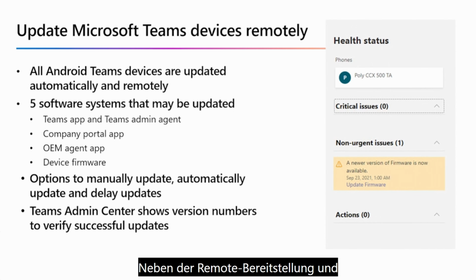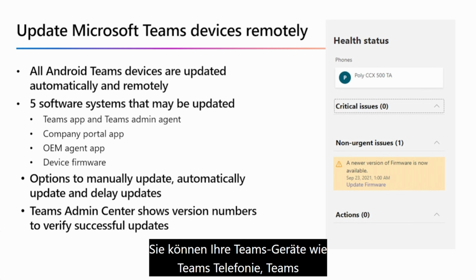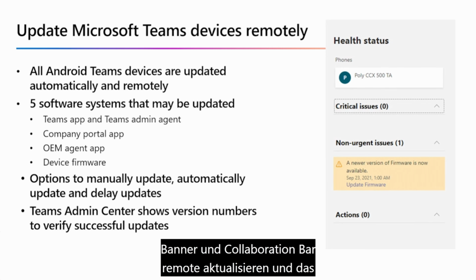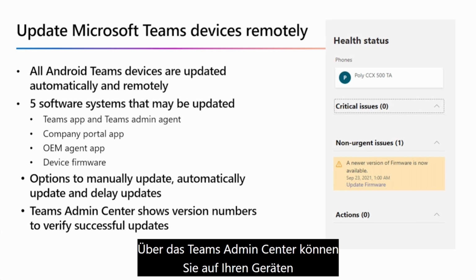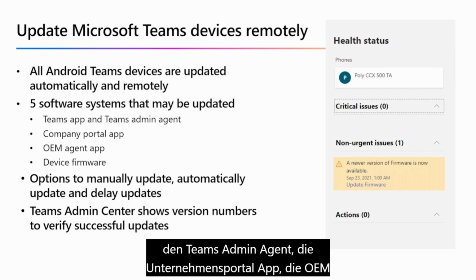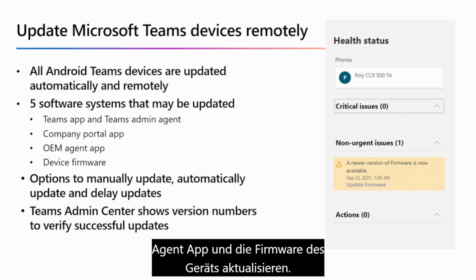Besides remote provisioning and sign-in for Teams Phone, you can also update Microsoft Teams devices remotely using the Microsoft Teams Admin Center. You can update your Teams devices such as Teams Phone, Teams Panel, and Collaboration Bar remotely, and you can choose device firmware automatic update behavior. You can update the following on your devices using the Teams Admin Center: Teams App and Teams Admin Agent, Company Portal App, OEM Agent App, and device firmware.